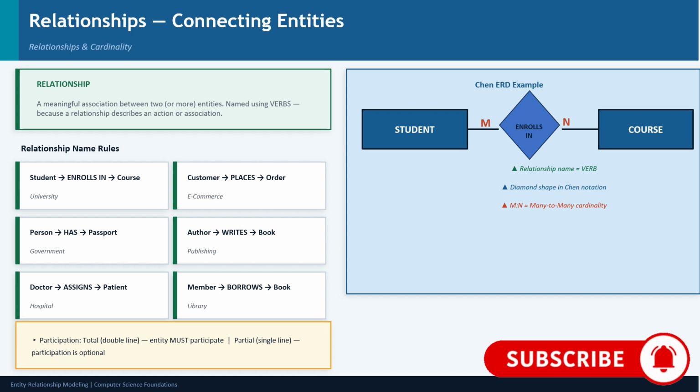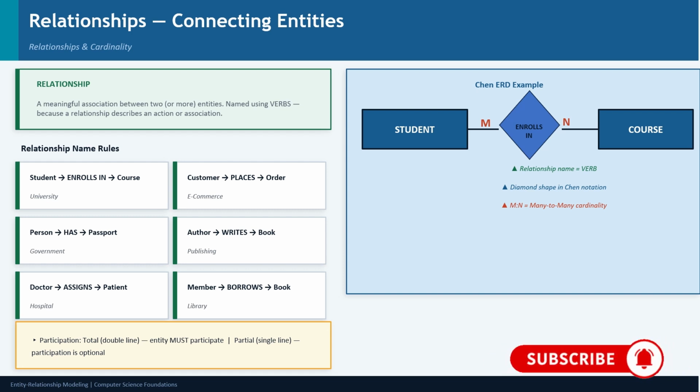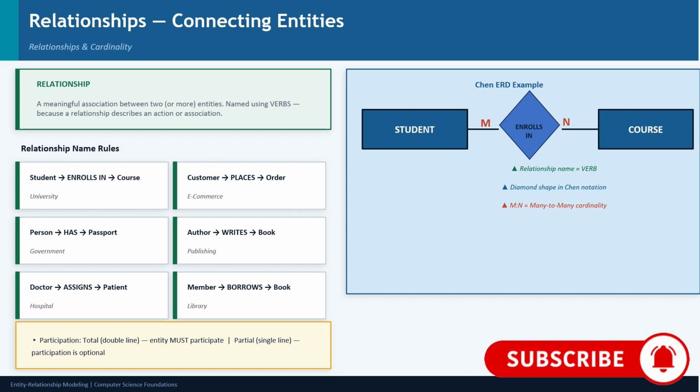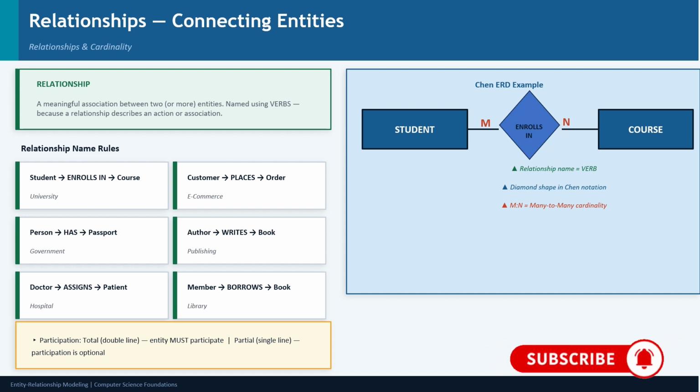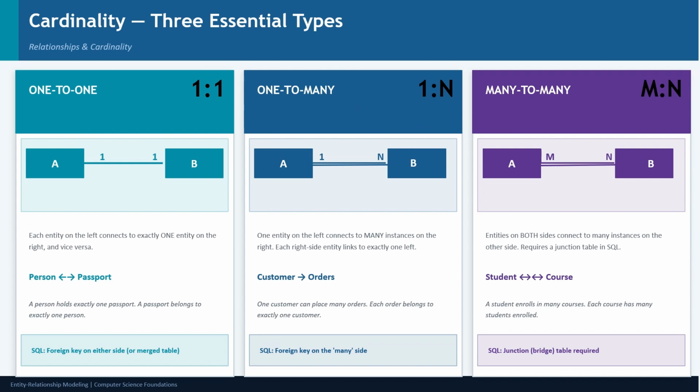And a quick note on participation. If a single line connects the entity to the diamond, participation is partial, meaning some instances may not participate. A double line means total participation. Every instance must participate. There are three cardinality types you absolutely must know.